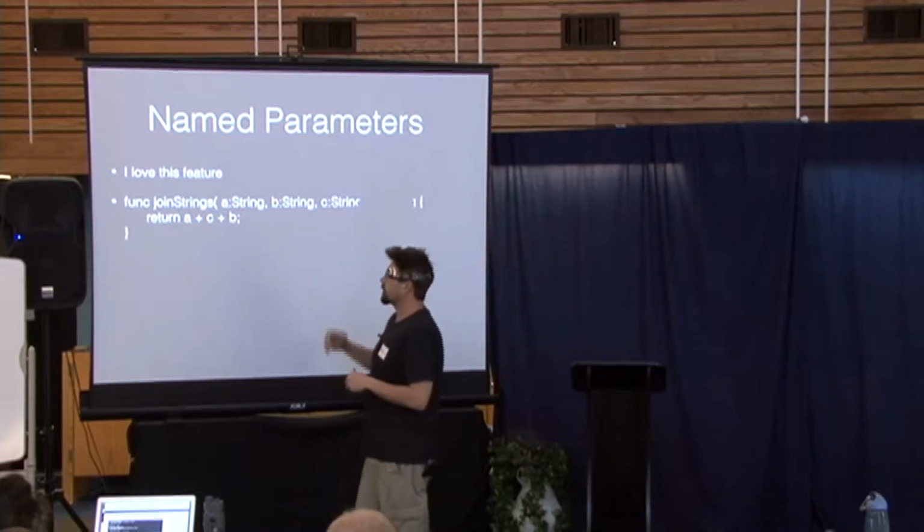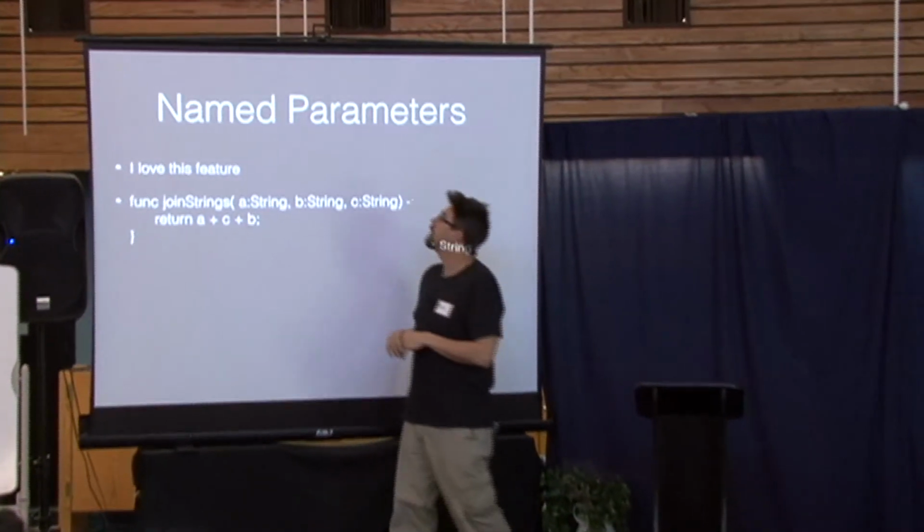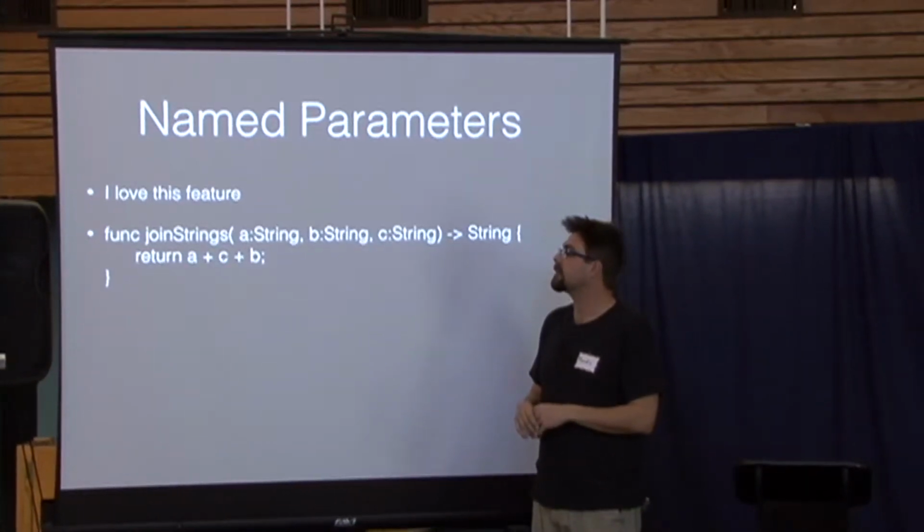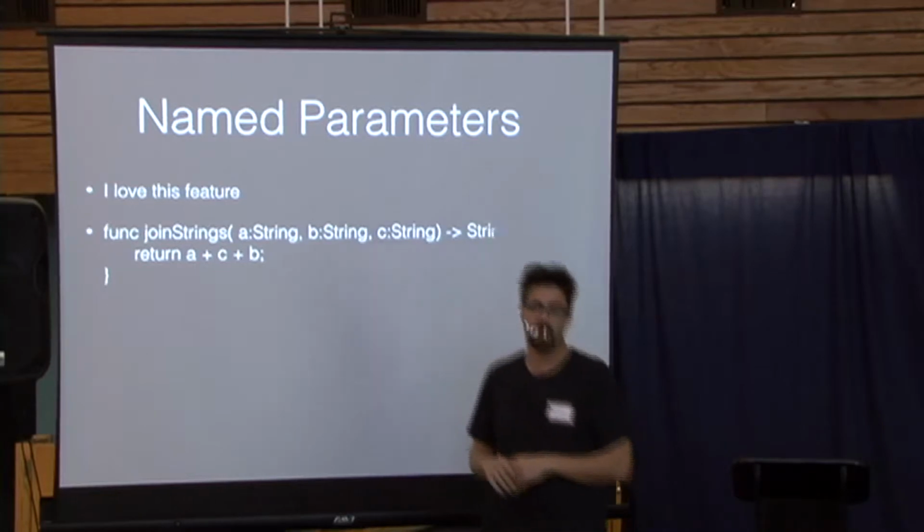So this should look pretty straightforward. I've got a method, join strings. It takes 3 parameters, and they're named A, B, and C. And so inside the method I can use them, or inside the function I can use them.